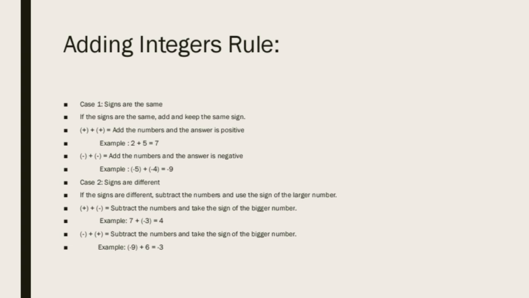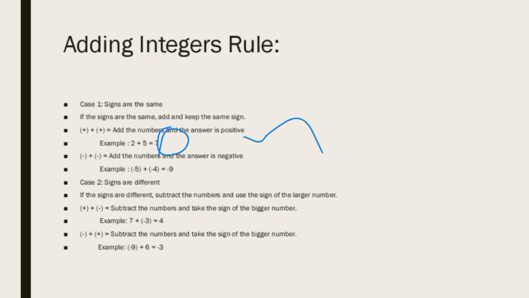Adding integer rule. Case 1. Signs are same. If the signs are same, add and keep the same sign. Positive integer plus positive integer: add the numbers and the answer is positive. For example, 2 plus 5, we get another positive number, 7.